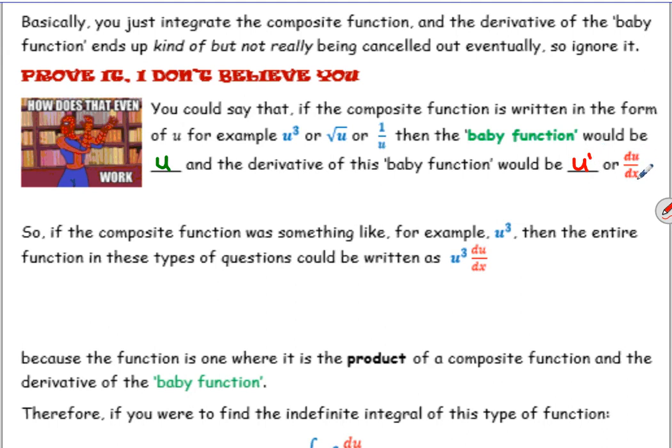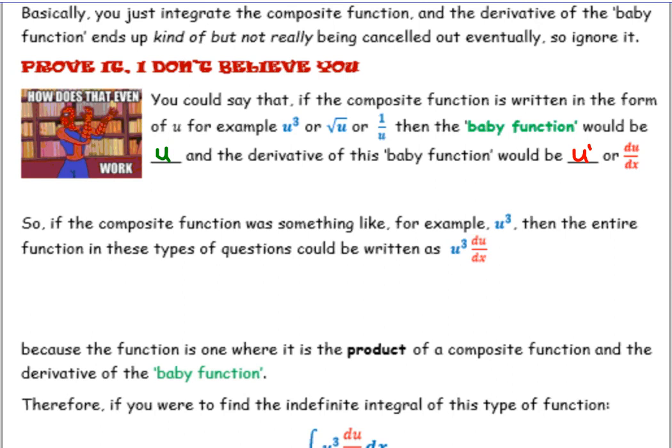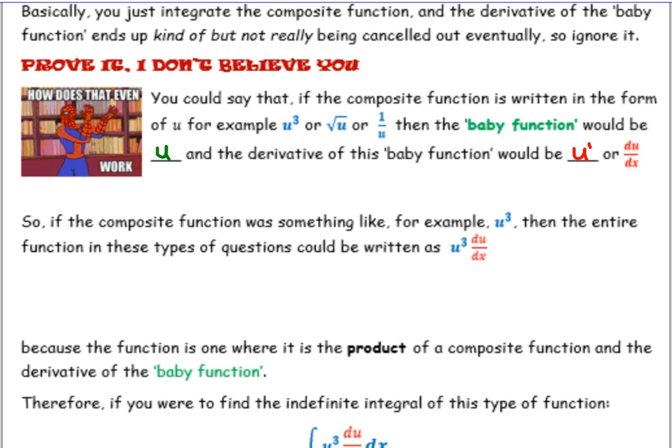Remember du dx? Like there was the Leibniz versus Newton notation? Too many words maybe because of it. Yeah, it's nice stuff, isn't it?